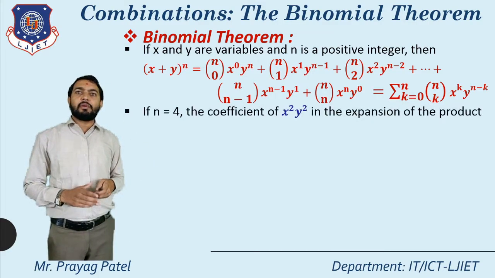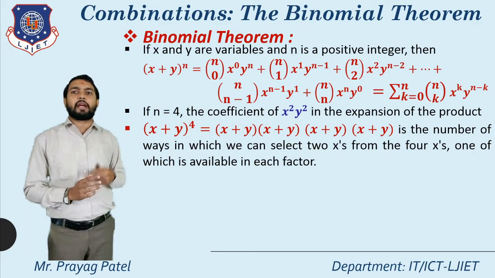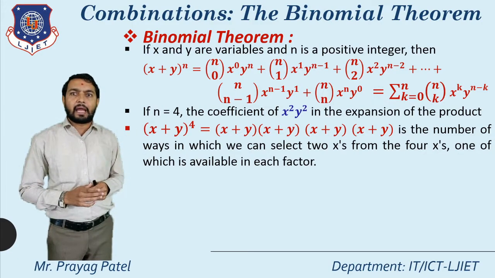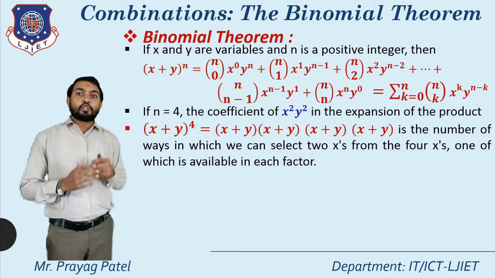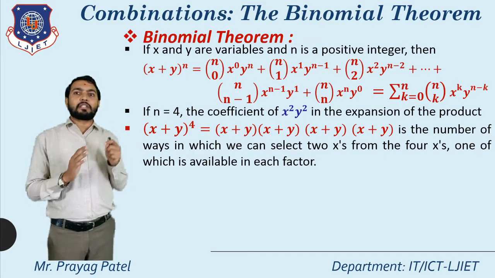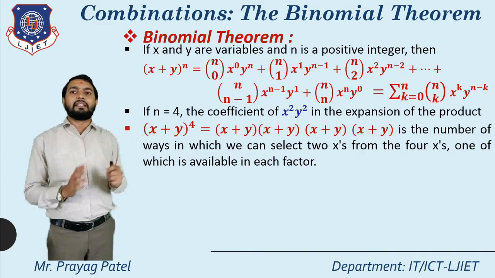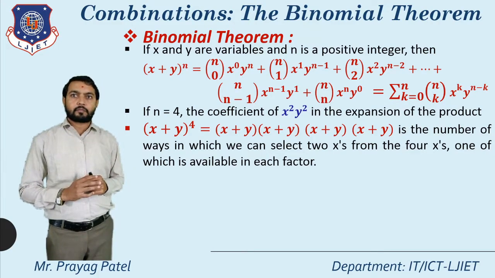So basically this theorem is used to find the value of (x plus y) raised to 2, (x plus y) raised to 3, (x plus y) raised to 4, up to any value of n. So (x plus y) raised to 100 also we can find using this formula. What is the resultant value for (x plus y) raised to 2? What is the resultant value for (x plus y) raised to 3? Like this. So here, for example, we consider n equal to 4.